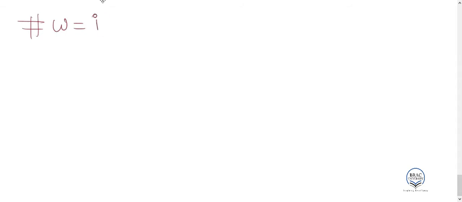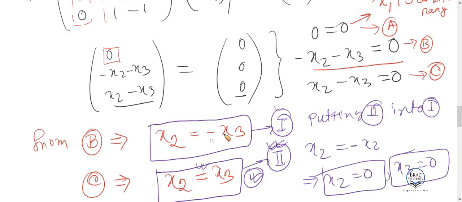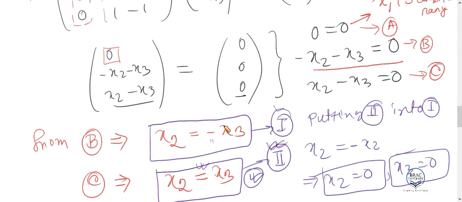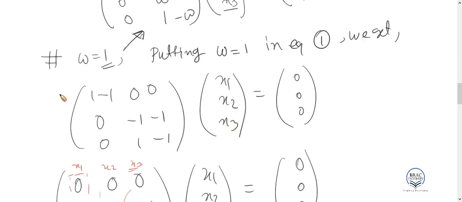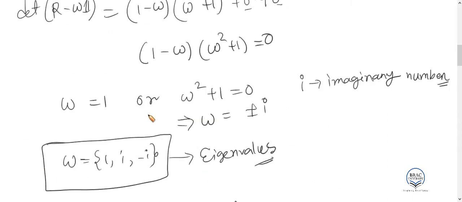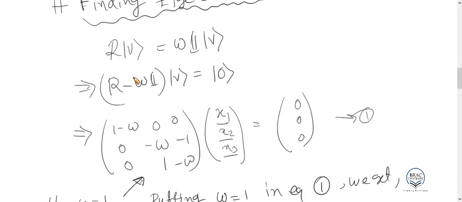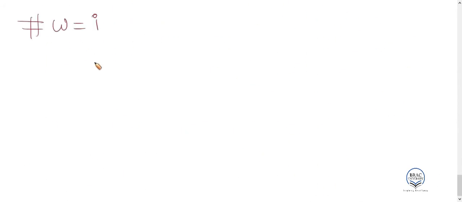When you consider omega equals i, the equation will look like the following. That is the equation we dealt with over here. Again, we have to use this equation. So when omega equals i, you need to write down the matrix itself. Okay, let me choose another color.